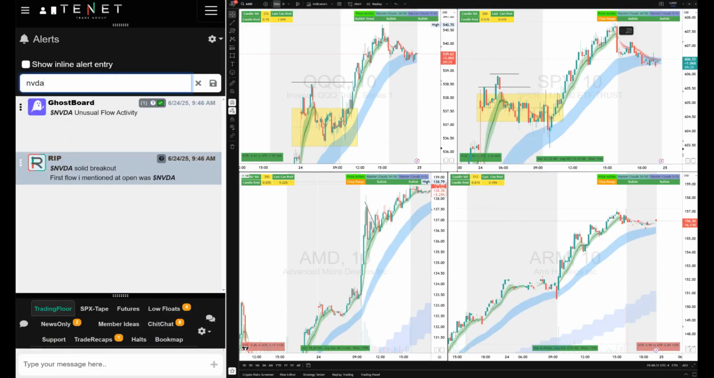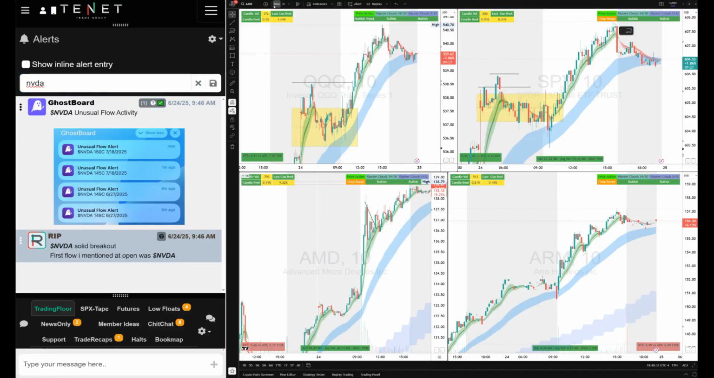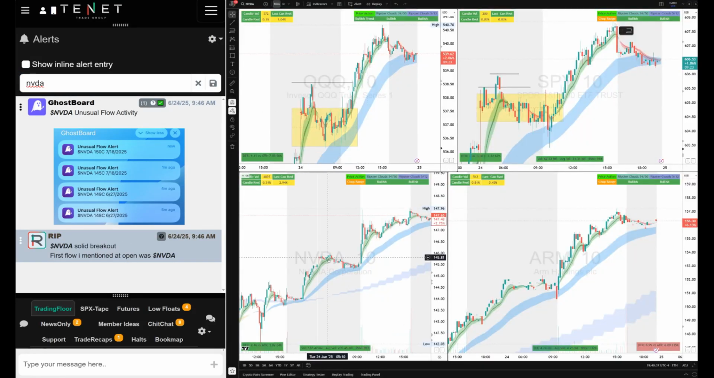Nvidia did have a lot of flow at the open. I mentioned the flow right at the open. It's a strong sector, good flow. But after that, it kind of chopped out a bit, right? So let's look at some other names.